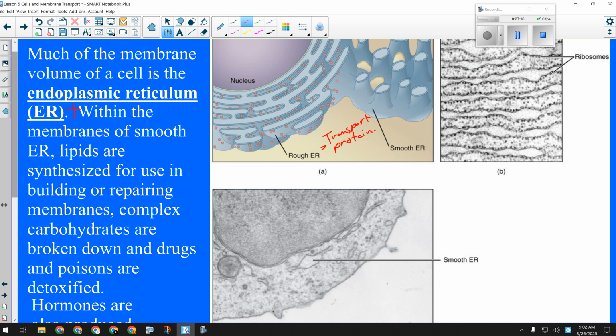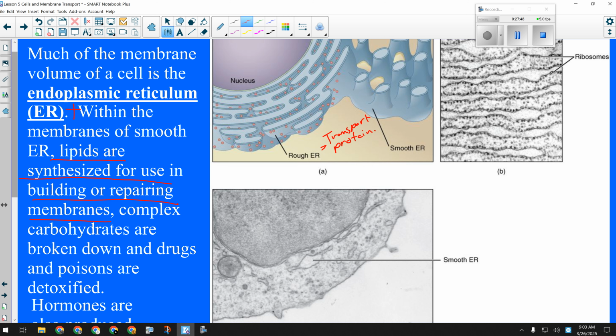So we consume fats, our body breaks them down chemically, and our cells can put them back together in a form that's useful for building and repairing membranes. That is a super important job that the smooth ER does. It makes these membranes, or these lipids, that get used to build membranes. Your membranes are always getting damaged, and they're in constant need of repair. So that is a super important job. Lipids are synthesized for building or repairing membranes.